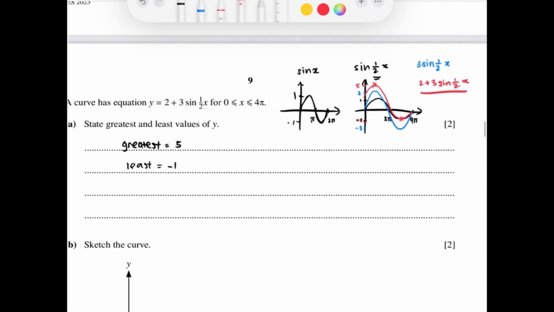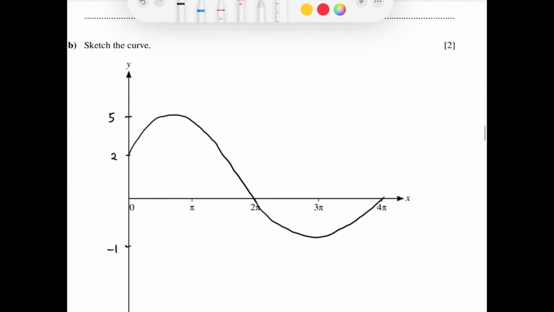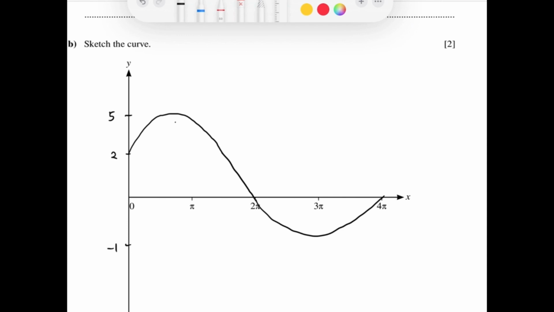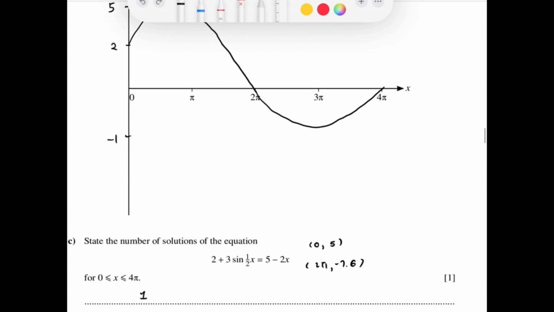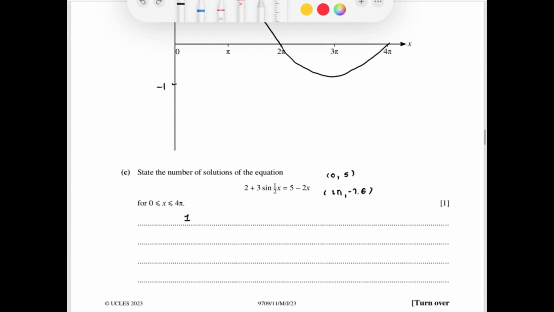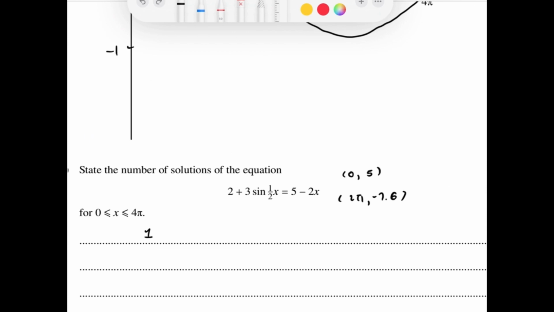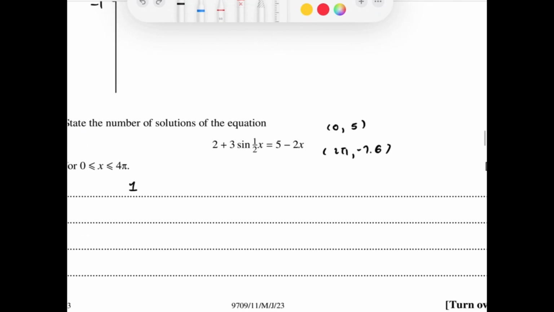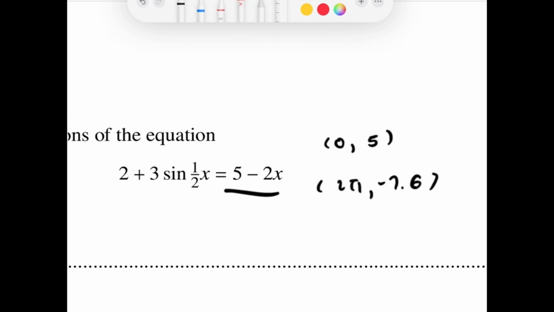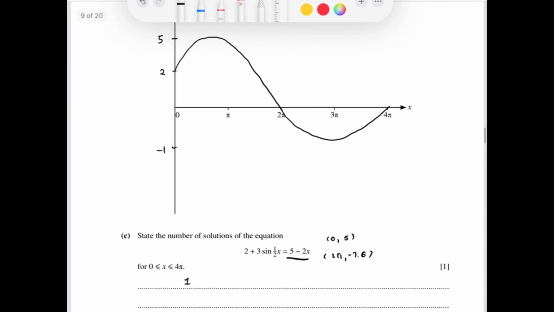So now we're asked to sketch the curve. Once again, I've already drawn it up here, but I drew it down here again. Remember to put in your maximum points and your minimum points, and put the point of intersection as well. Now state the number of solutions of the equation 2 plus 3 sine half x equals 5 minus 2x. For this, I usually just find two coordinates of 5 minus 2x and imagine them plotted on the graph. So imagine x equals 0, y equals 5, it will be here, and 2 pi and negative 7.6 will be over here. You can see it only passes through this graph once.